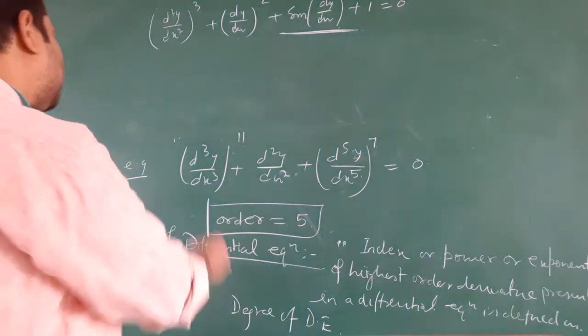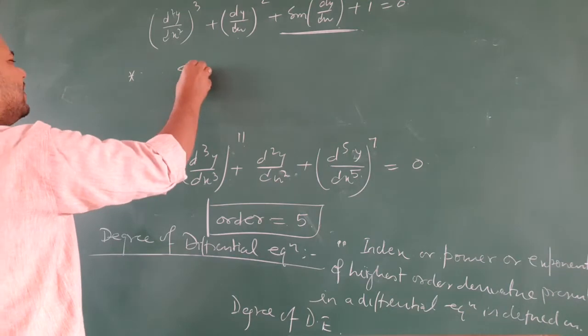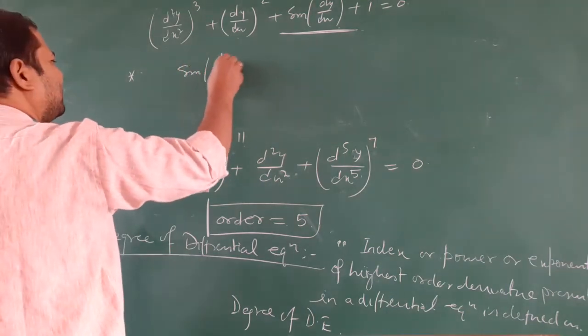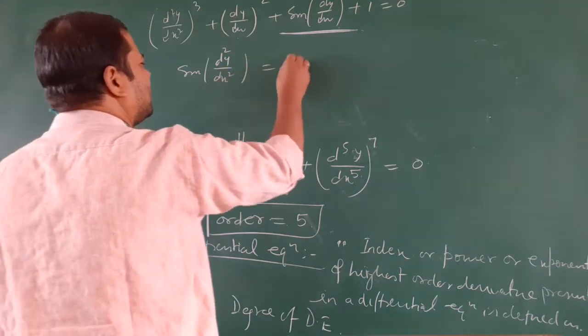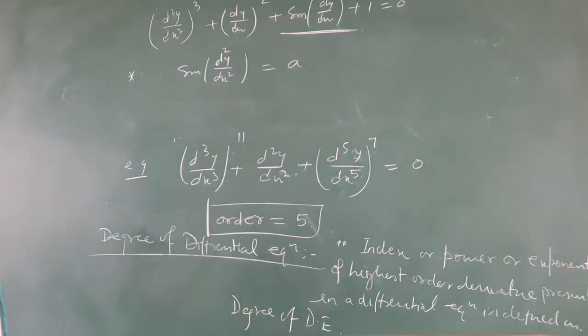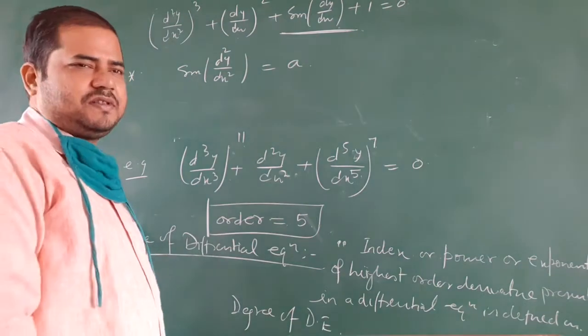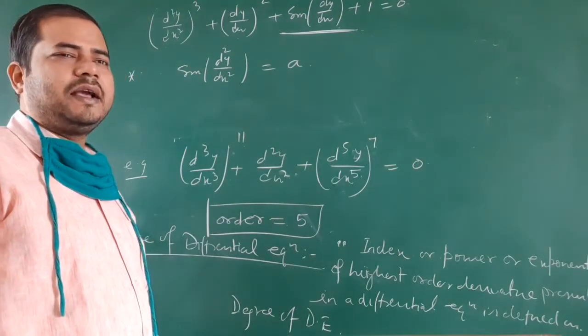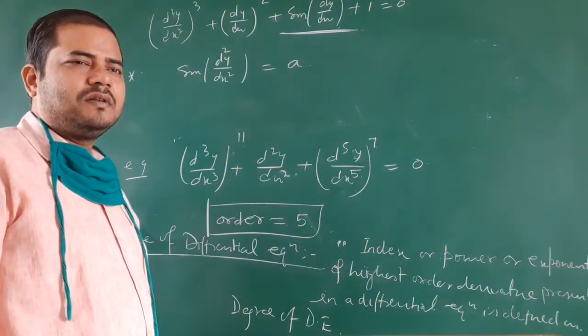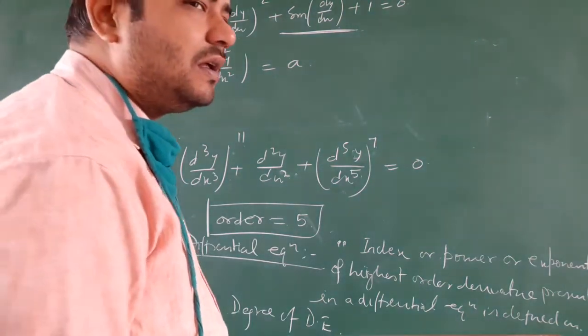But the same question, if you have given sine of dy by dx or sine of d2y over dx2 is equal to, suppose, a. So what is the order and degree of this differential equation? Tell me, Ratnesh, what will it be? What is the order and degree of this differential equation? Order is 2. Yes. And the degree is 1.